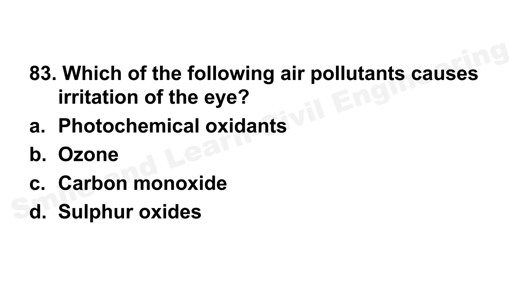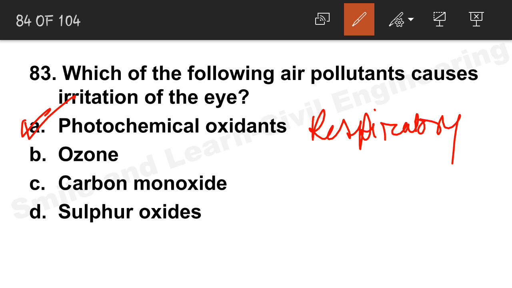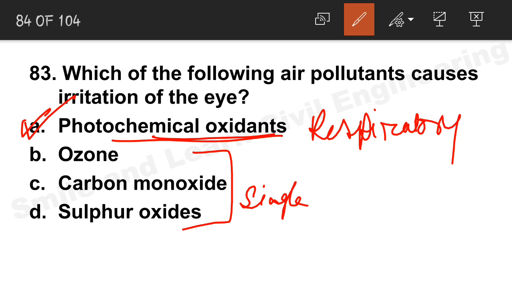Question number 83. Which of the following air pollutants causes irritation of the eye? So irritation of the eye is caused due to photochemical oxidants. Also it causes respiratory problems. Since ozone, carbon monoxide, sulfur oxides are all single constituents, alright, but this photochemical oxidant contains a number of oxides, very dangerous, alright. It causes irritation of the eye and also causes respiratory problems.